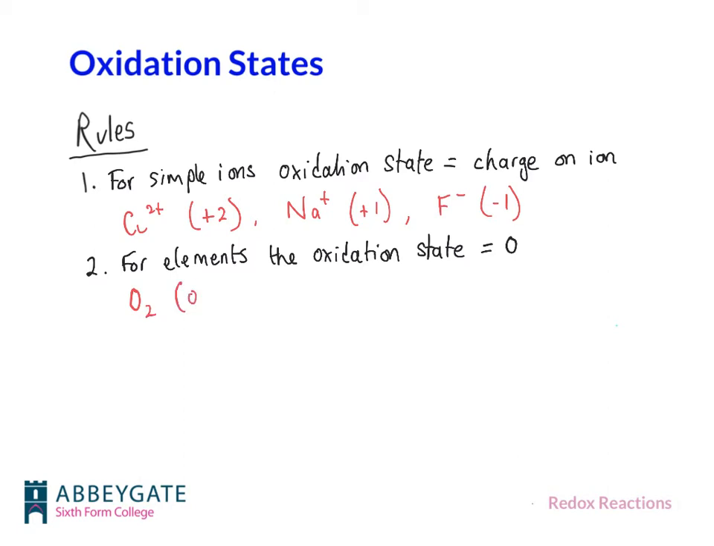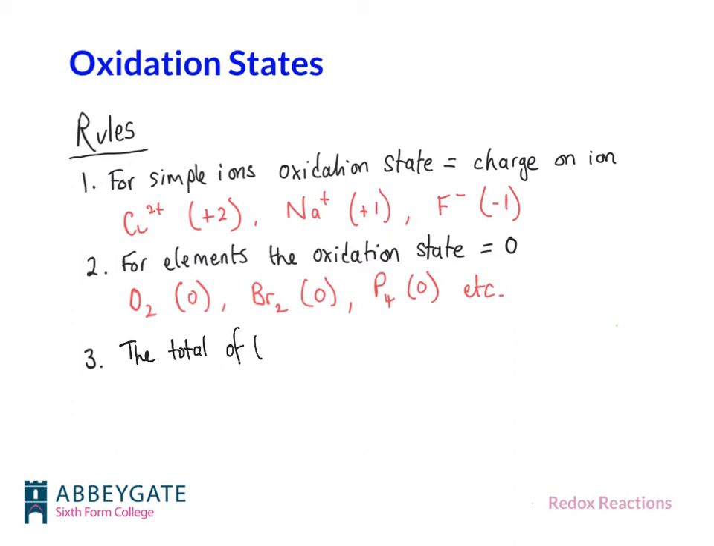So O2 is 0. If it was O3, ozone, that would also be 0. If it's bromine, Br2, 0. You get the idea. It could be phosphorus, so P4, or sulfur, S8. Doesn't matter how many of them are in there. If it's an element and it's not part of a compound, its oxidation state is 0. Okay, our third rule then.